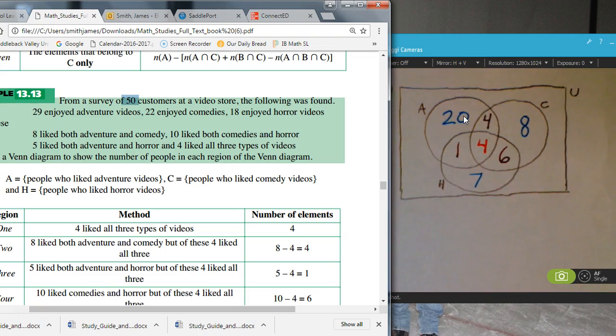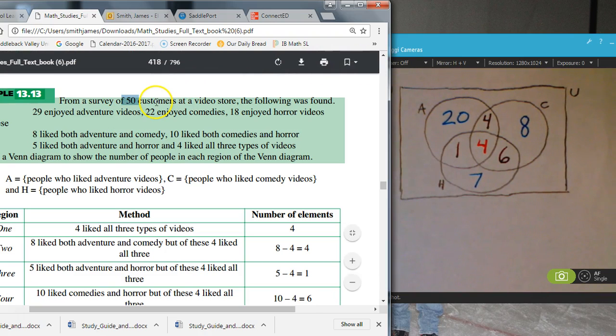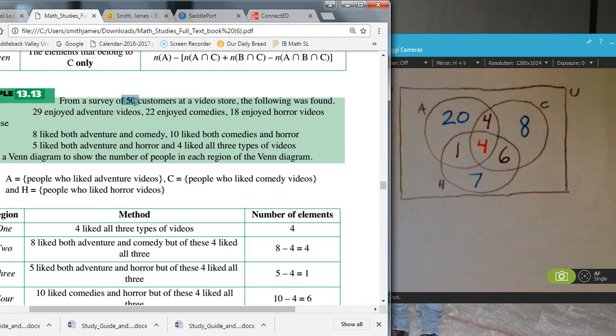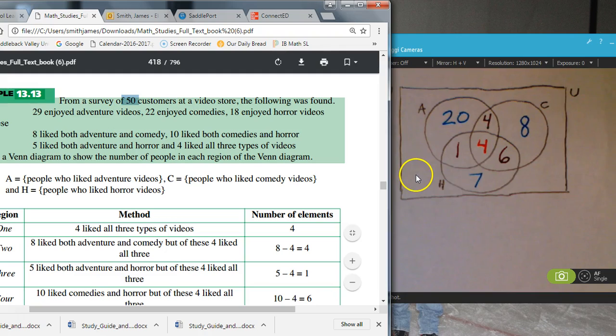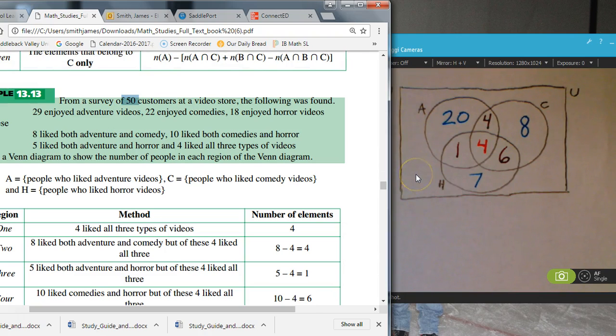So one thing to keep in mind is two things. One is, let's just say for argument's sake that this was 60 instead of 50. So what would that tell you? That means there were 10 people that should go right here that said they don't like anything. They don't like any of those three types of movies.